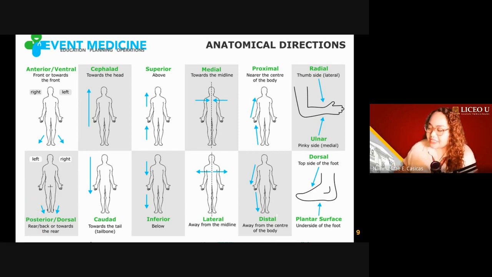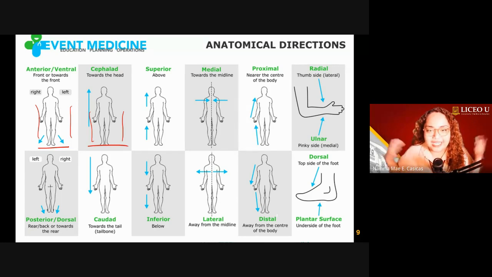Our normal anatomical position is standing up, facing front, and then your palms would be facing the front as well. So it would look like this. This is the anatomical position. Okay? So it's you standing up, facing front, with your palms facing the front, with your thumbs outward.